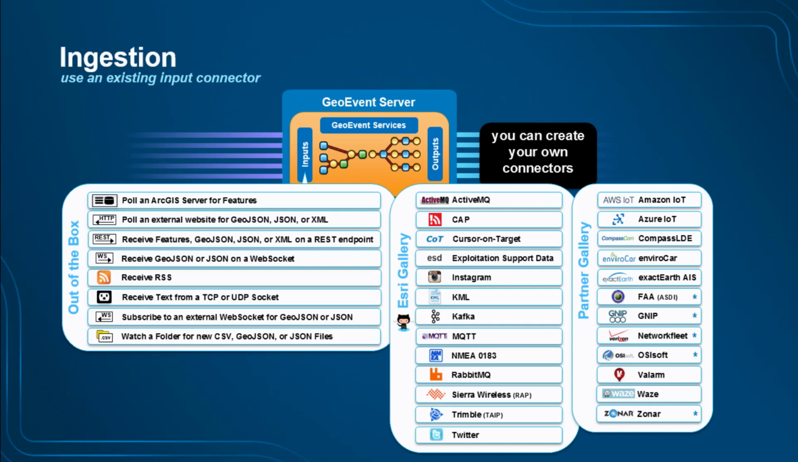And likewise, we have a gallery for custom connectors for partner technologies, so things like ExactEarth, Valarm, Waze. And so overall, if the out-of-the-box input connectors aren't really meeting your needs, you should definitely check out these galleries to see if there's something else that can fit and solve the hurdle of getting your data through and into the system.